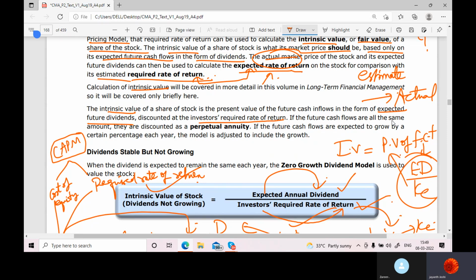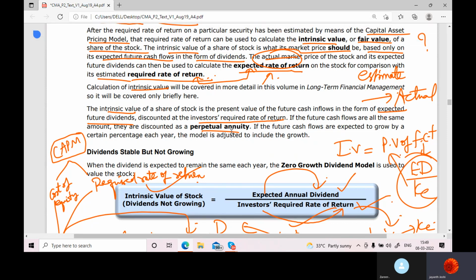If the future cash flows are all the same amount, they are discounted as a perpetual annuity. That means if you expect the future cash flows to be some amount, suppose $10 lifelong, then you take a perpetual annuity to find out the stock value. And if there is any growth, suppose whatever dividends you are getting, we generally expect investors to reinvest that again, and there comes the growth factor. If we expect there will be growth, we should include that in our calculation, and we'll see what methods we can use to do that in the coming pages.